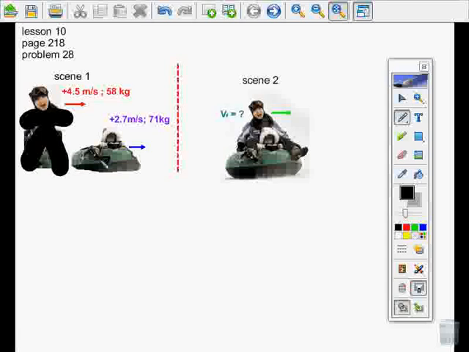Inelastic collision. So it's going to be the mass times the velocity of the woman plus the mass times the velocity of the kid in the sled equals the combined mass, the two of them joined together, times their new velocity.